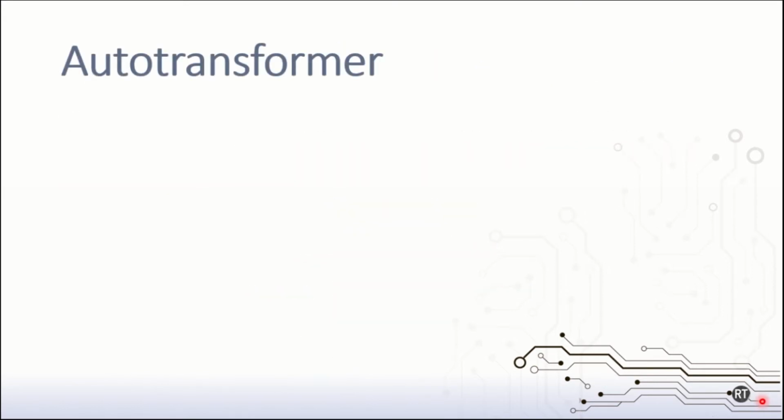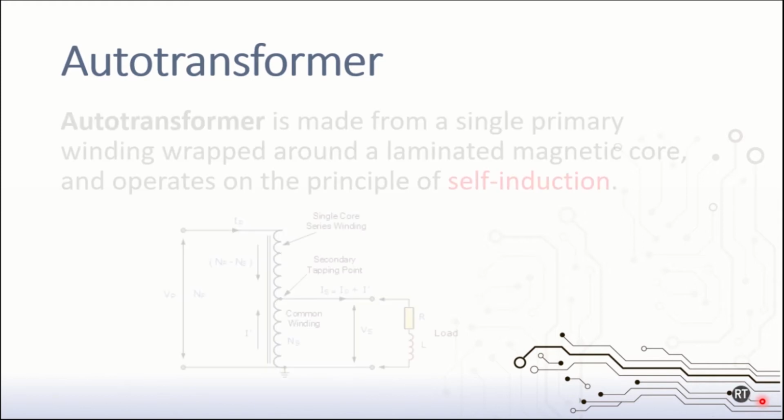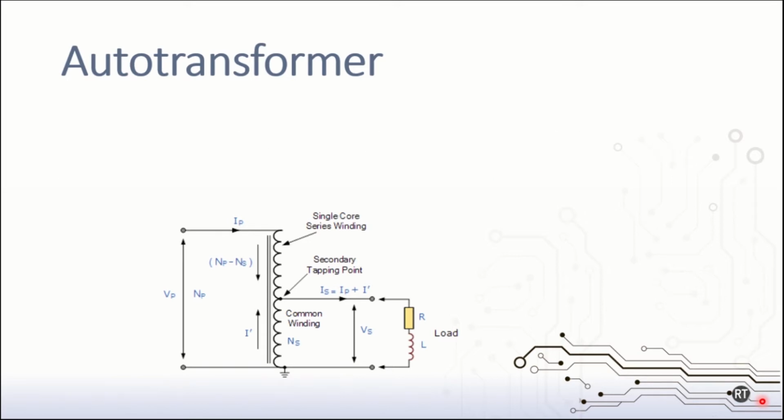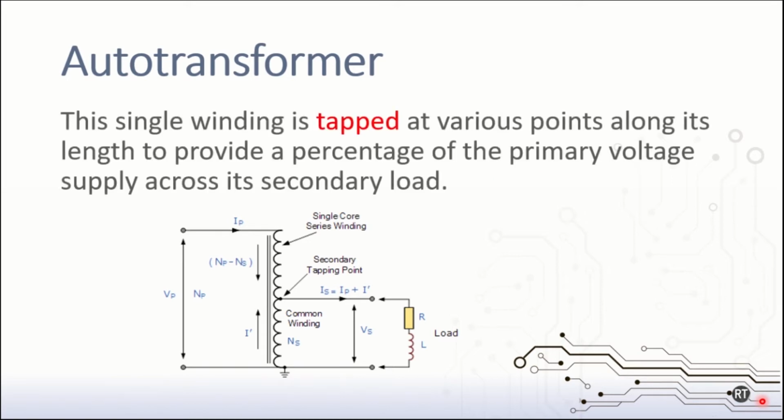Another type of transformer is the autotransformer. An autotransformer is made from a single primary winding wrapped around a laminated magnetic core, and it operates on the principle of self-induction. This kind of transformer changes the voltage to the secondary side by changing the position of the tap. In this example, the secondary circuit will have a lower voltage because the tap includes fewer turns than the primary tap, but the current will be higher.